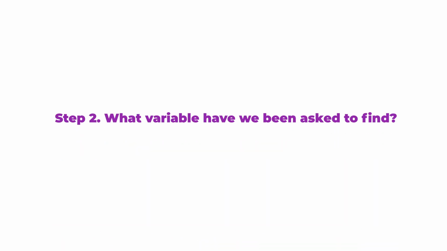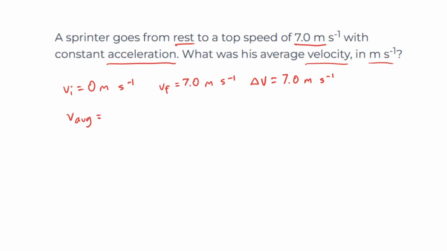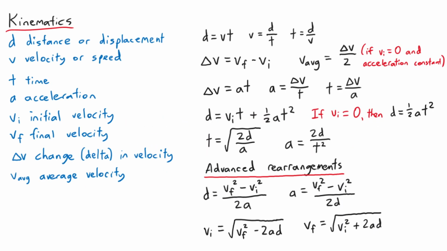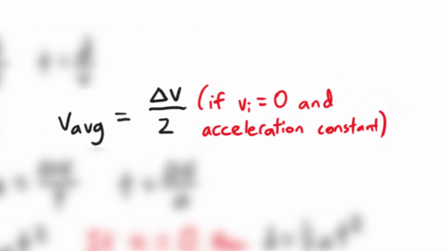Step 2. Which variable do we need to find? We have been asked to find average velocity, so V average equals question mark in meters per second. Step 3. Find the equation that has all of our variables. V average is equal to delta V divided by 2. We can only use this equation if initial velocity is 0 and acceleration is constant.